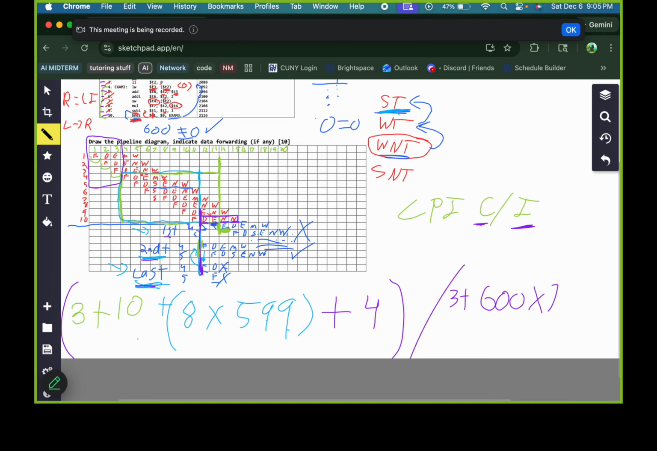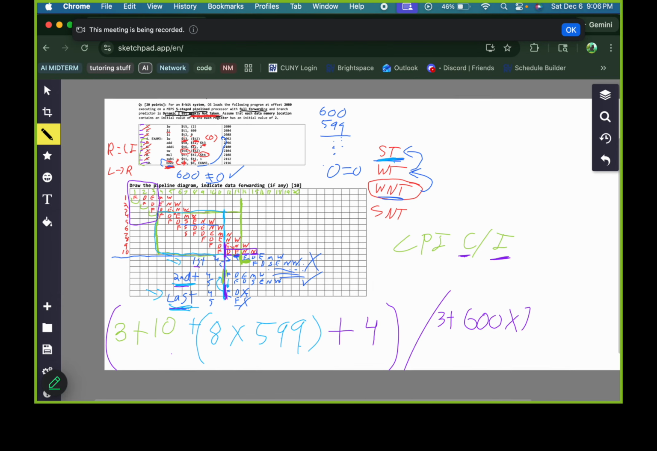But the key here is if you know what your branch predictor is, you know where the computer is going to tell it to go to. And as a human, you can evaluate it beforehand and know whether or not you were right or wrong. So make sure you go at the pace of the computer, because even though you know, hey, I'm not supposed to take that branch, the computer might be like, no, we are taking the branch because that's our branch predictor. So that is how we do these questions.